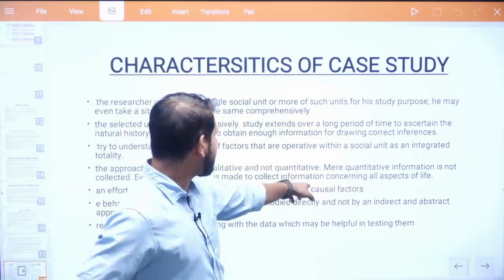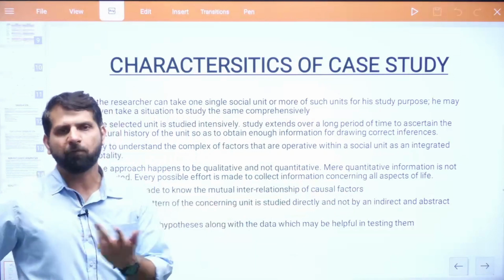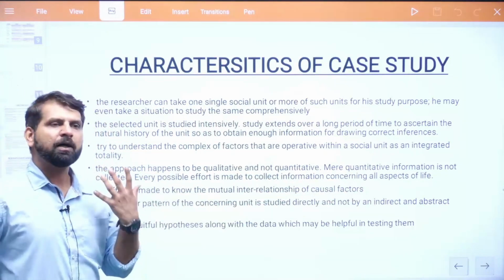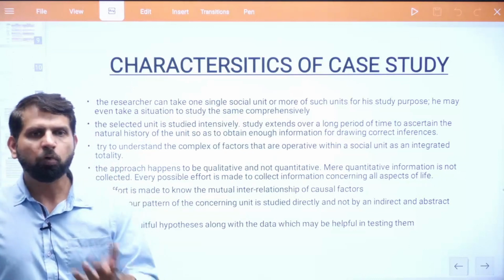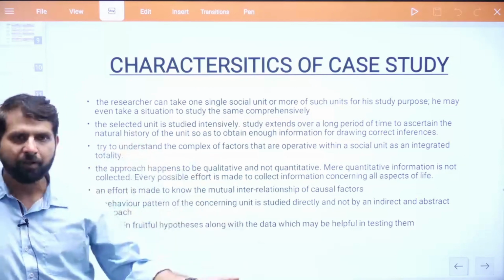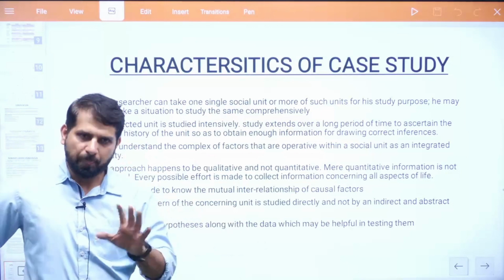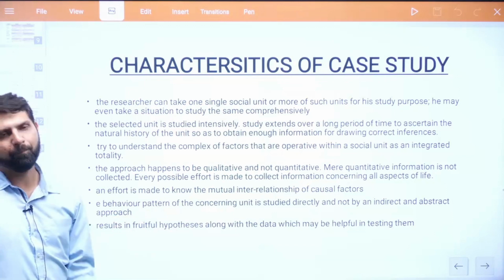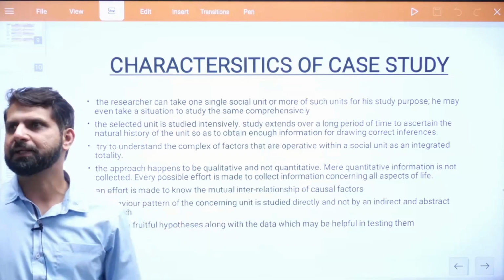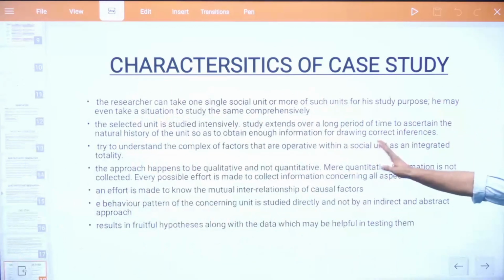Holism is another important aspect. We need to collect information on all aspects. Effort is made to know the mutual interrelationship of causal factors. If I am studying, for example, kinship, I need to understand how it is shaped through marriage, how it is shaped through adoption, how it is now being shaped through the coming of new artificial reproductive technologies. Okay, all of that. Behavior patterns again result in fruitful hypotheses, with data which may be helpful in testing them. So you develop hypotheses also. These are the characteristics of case study. Simple characteristics, nothing complex about them. Even a single reading will get you through them.